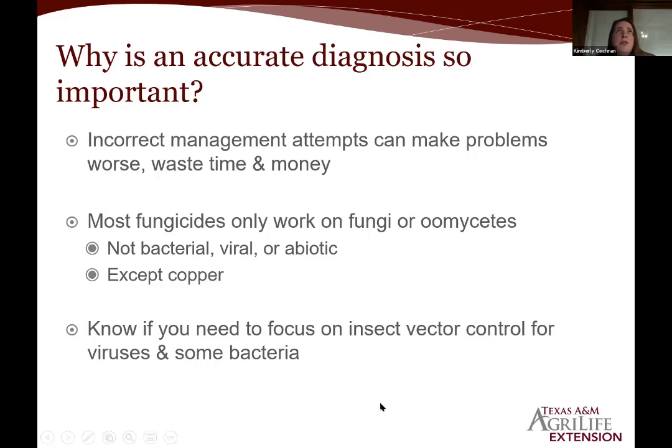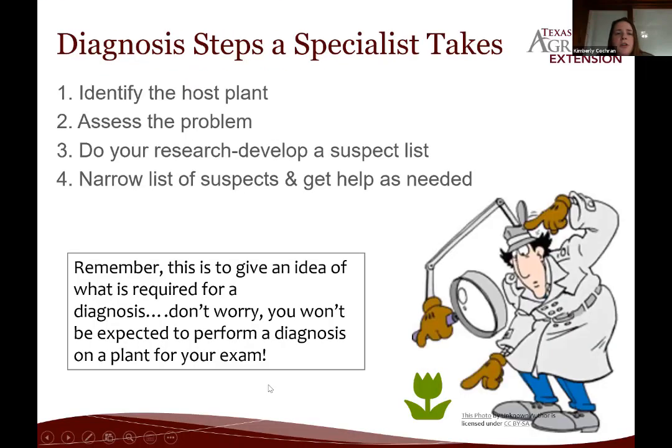So diagnosis is super important because incorrect management attempts can make problems worse, waste your time and your money, and lead to a lot of frustration. Most fungicides only work on fungi or oomycetes, not bacterial, viral, or abiotic problems. The one exception is copper. It is also labeled for bacterial issues. And also you need to know if you have a diagnosis that involves an insect vector that you need to focus on control, particularly for some viruses and bacteria. And for things like citrus greening, you need to know if a quarantine is going to be important for you.